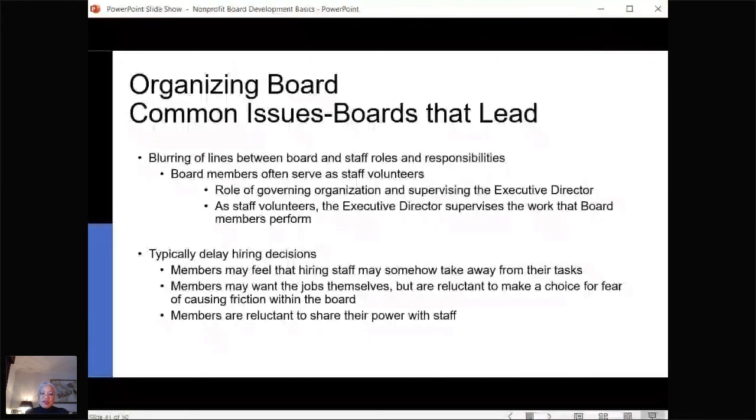So some of the common issues with boards that lead: there's a blurring of the lines. Remember, we talked about how they have so much ownership, right? They do fundraising, they're doing the work of the board, and you never really have problems getting them to do work. But once you bring on staff, it becomes a nightmare, sometimes, because these people retain ownership and you can't really separate the lines between what they might do and what the staff does.